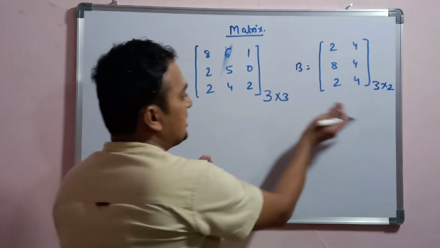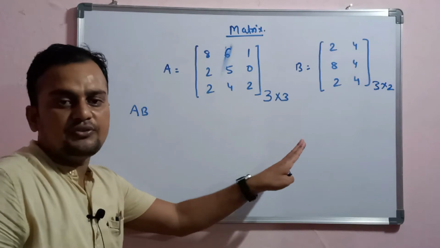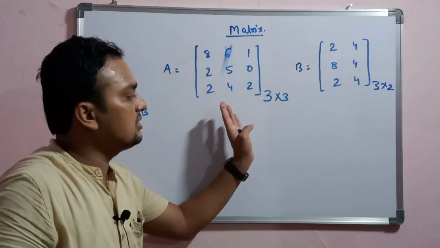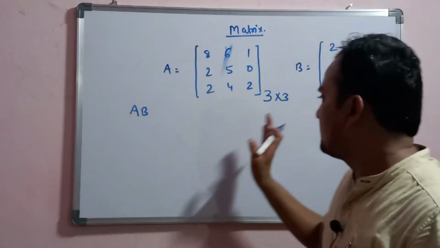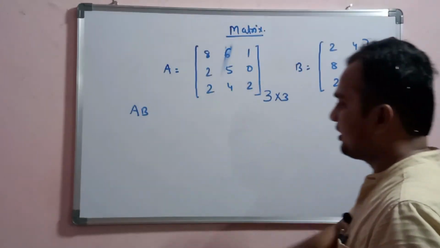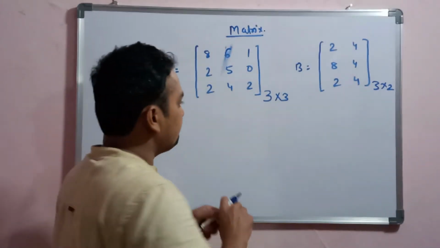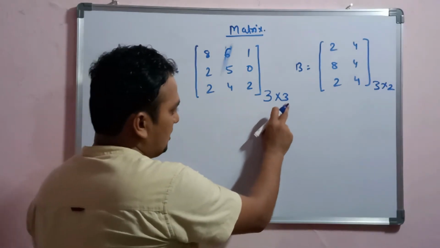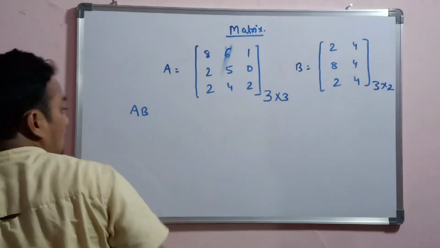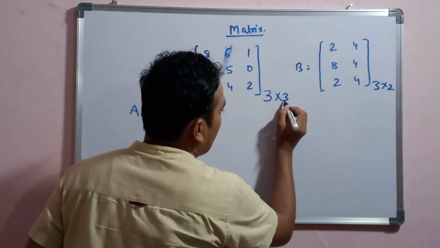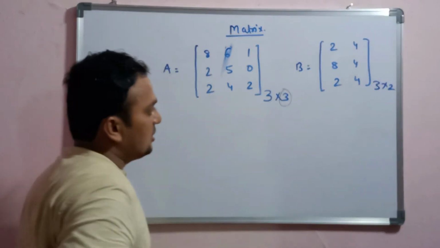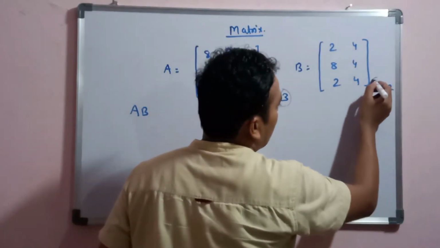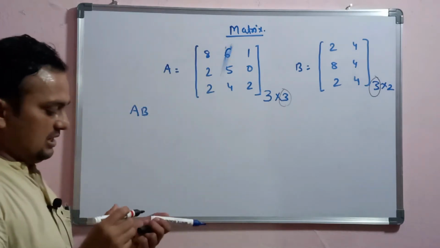Now by seeing these two matrices, we have to identify whether their multiplication is possible or not. For that, we have to check this one. This one denotes the row, and this one denotes the column. So the column of the first matrix should be equal to the row of the second matrix.